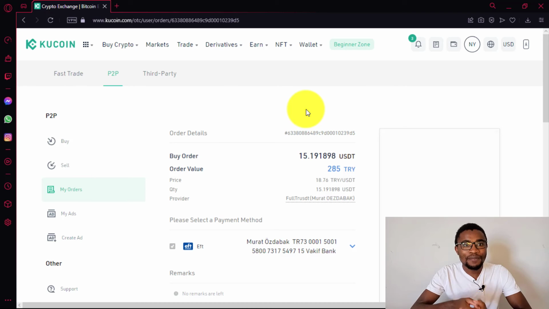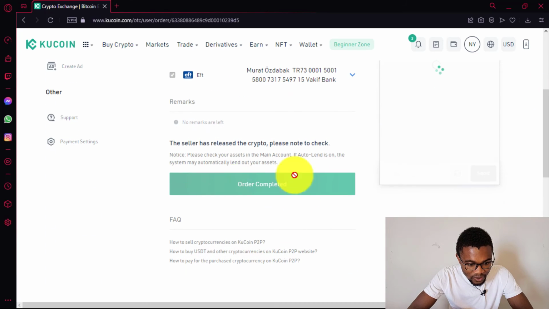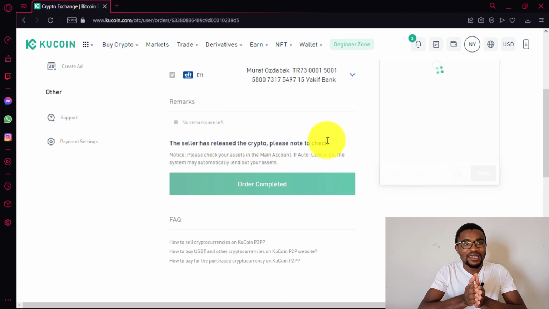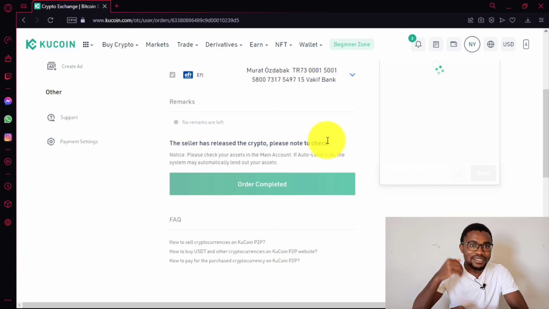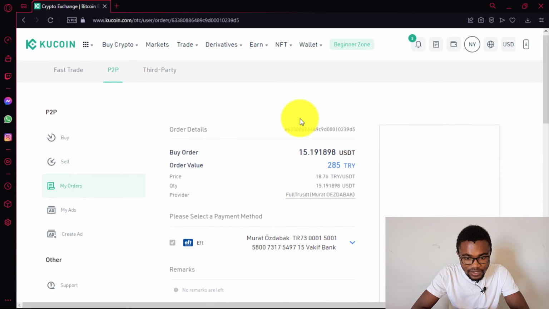So after pressing confirm and after just waiting for about 2 minutes, when you come down over here, you can see it says order complete. The seller has released the crypto, please go to check. Meaning this order has been completed successfully. The seller has released the money into our Kucoin account. So we can go ahead and check to see if you have really received the money.